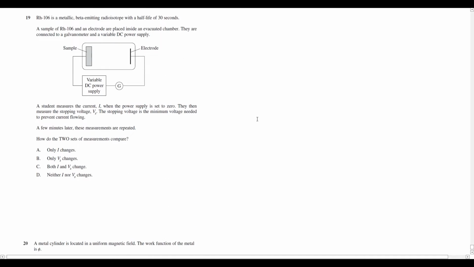Okay, now moving on to question 19. Rhodium-106 is a metallic beta-emitting radioisotope with a half-life of 30 seconds. A sample of rhodium-106 and an electrode are placed inside an evacuated chamber. They are connected to a galvanometer and a variable DC power supply, and that's exactly what we see in our circuit diagram here.